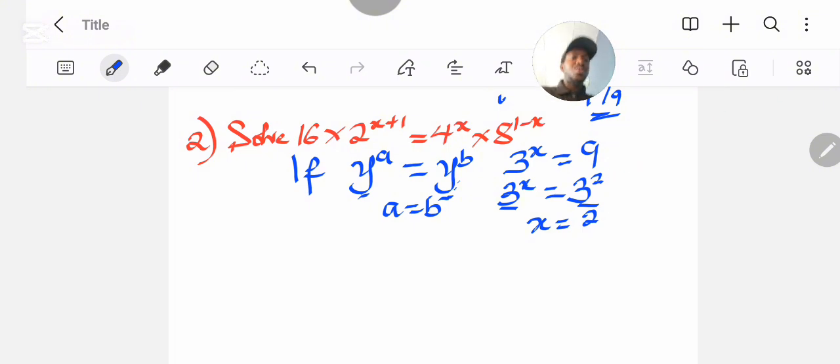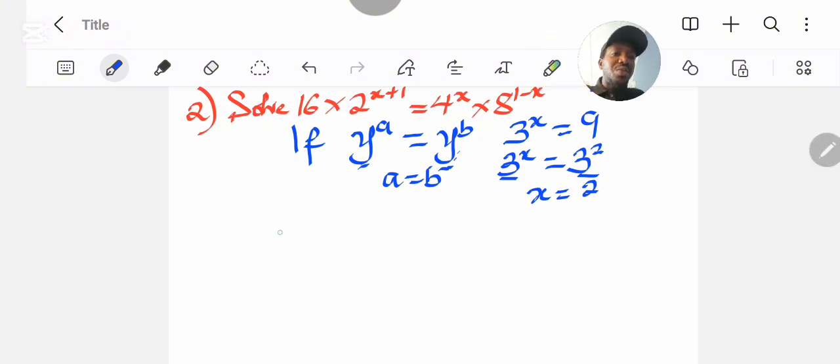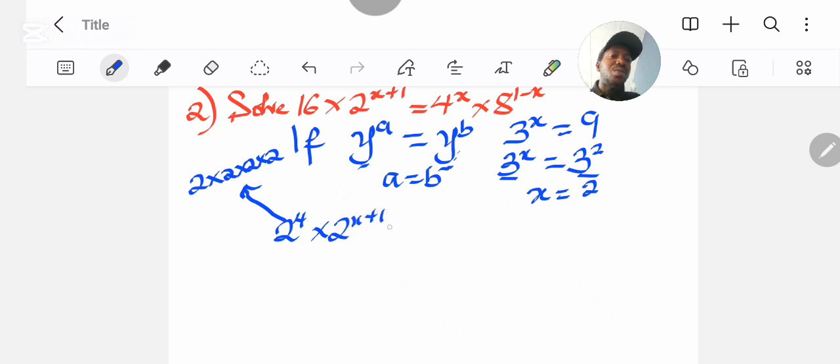Now, using that to solve this question, you'll find out that in this question, we have different kinds of bases. We have base 16, base 2, base 4, base 8. Now, I want to work with uniformity, so I want to start changing everything to be in the same base. So for instance, 16 is 2 raised to power 4. By 2 raised to power 4, we mean 2 times 2 times 2 times 2. It's going to give us 16 times 2 raised to power x plus 1 equals to 4, which is 2 raised to power 2. The x is there. Times 8 is 2 raised to power 3.